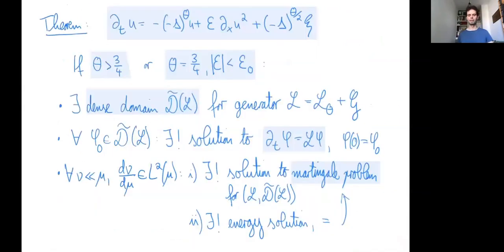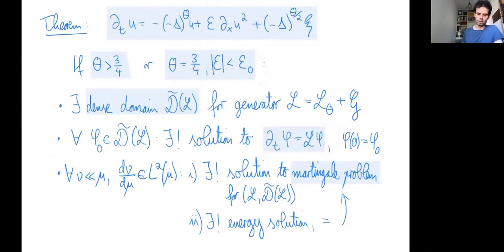And so this is in the end the theorem you would get. And I think at least until here, well, not everything of this is a theorem actually until this point. But so we look at this fractional Burgers equation again with square root 2 here. And if theta is bigger than 3/4 or theta is equal to 3/4 and the epsilon is less than some epsilon 0, then there exists a dense domain for the generator. You can find a strong solution for every function in the domain to the Kolmogorov backward equation.